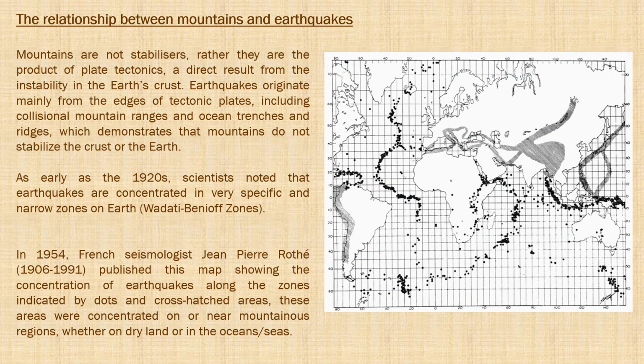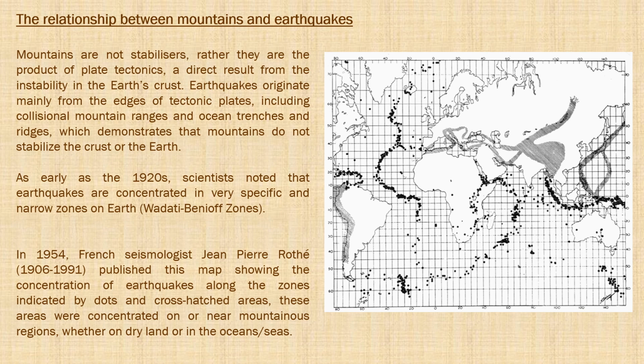Today, it is known that mountains are not stabilizers. Rather, mountains are the product of plate tectonics, a direct result from the instability in the Earth's crust. Earthquakes originate mainly from the edges of tectonic plates, including collisional mountain ranges and ocean trenches and ridges, which demonstrates that mountains do not stabilize the crust or the Earth.